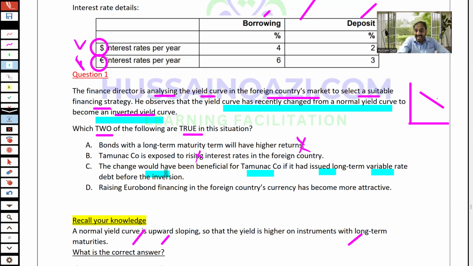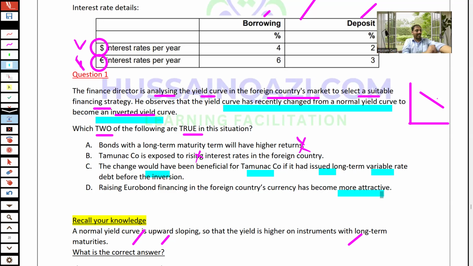Number two, raising Eurobond financing. Raising Eurobond financing means issuing bonds, Eurobonds, in the international market in a foreign currency. Has it become more attractive?